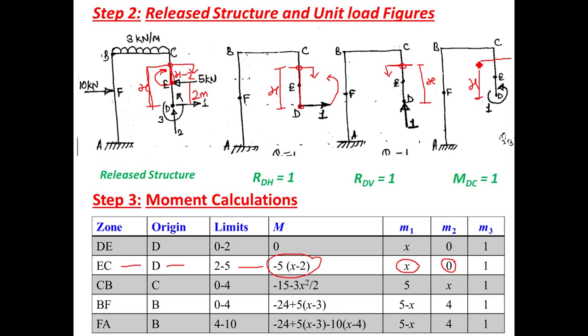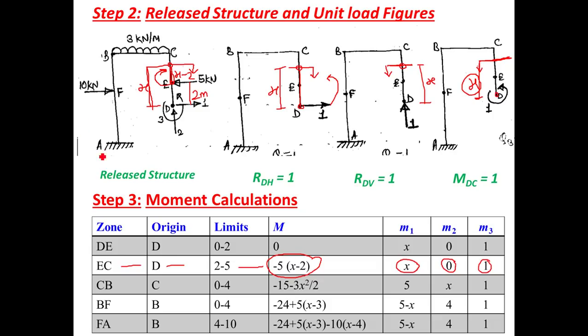Now third figure, we are taking section in second zone. Observe the lower portion. Again the same, the moment is acting at D. Moment in anti-clockwise direction is a plus 1. Since it is a moment, it will not be multiplied by any distance x. So this 1 will be as it is, and that is this 1. Okay.